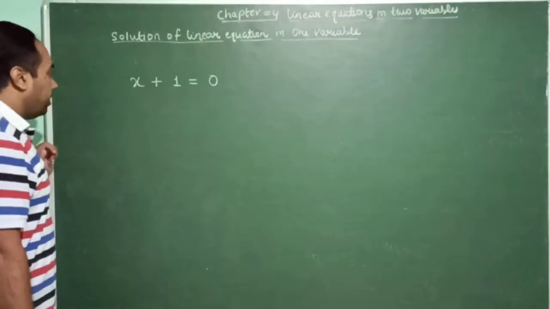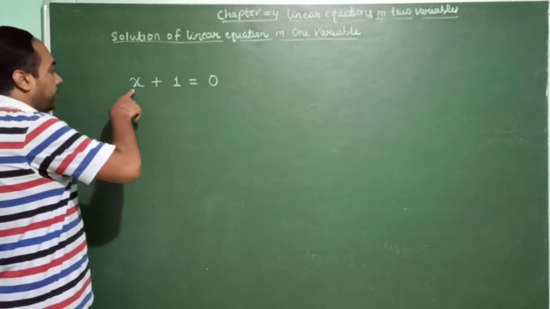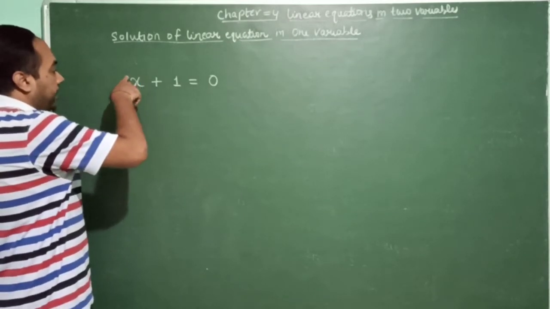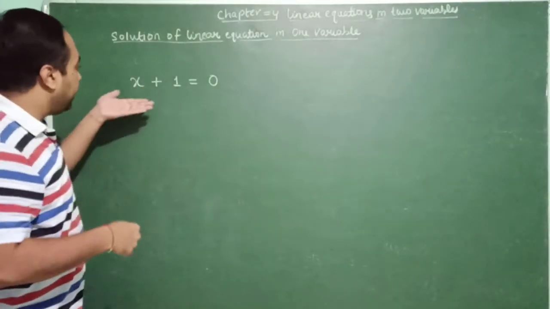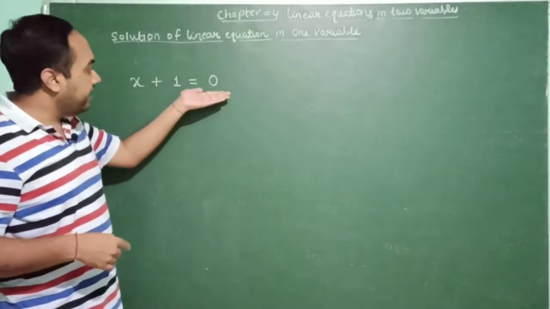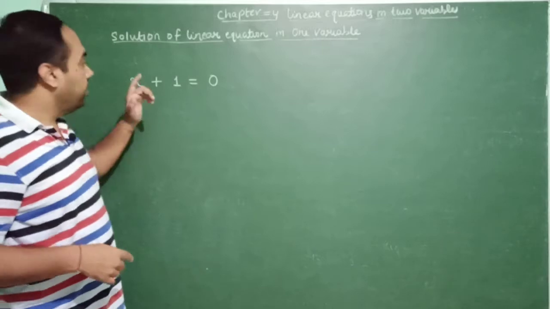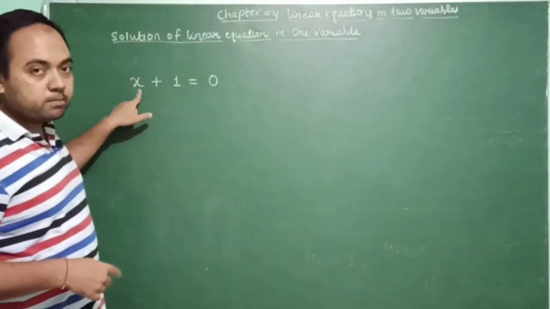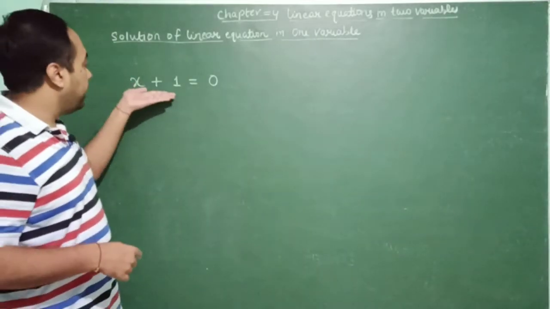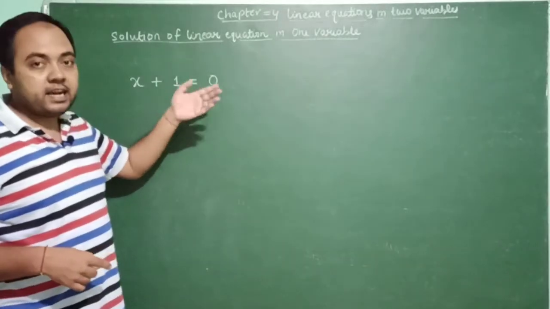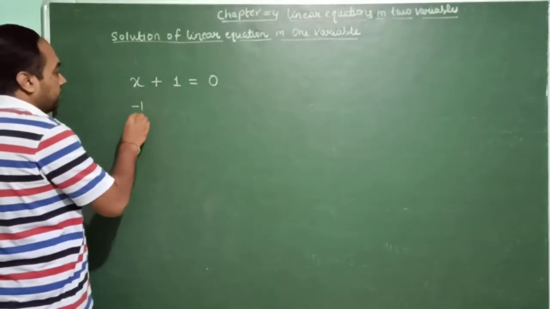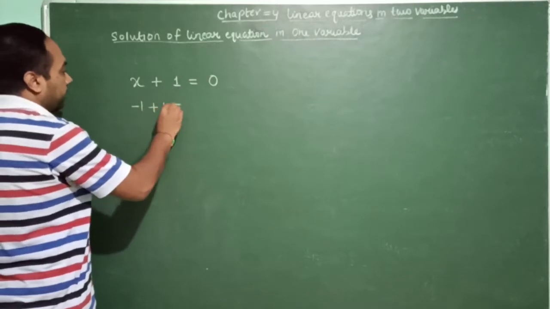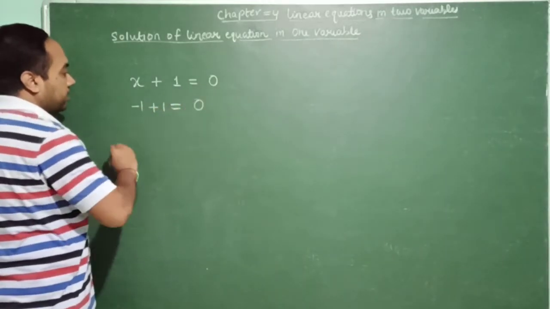तो देखो, सबसे पहला तरीका क्या है? The first way is that replace this x by such a real value so that left hand side and right hand side becomes equal. तो देखो, suppose if I replace this x by -1, so on solving, on right hand side what is over here? 0.